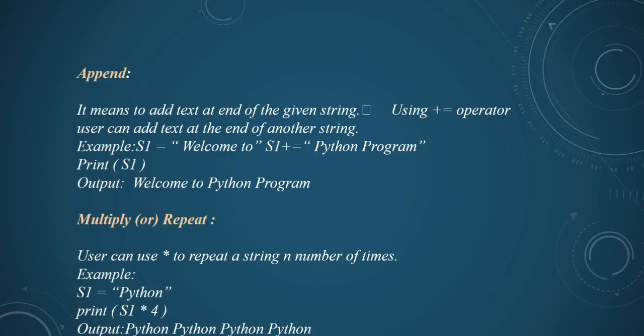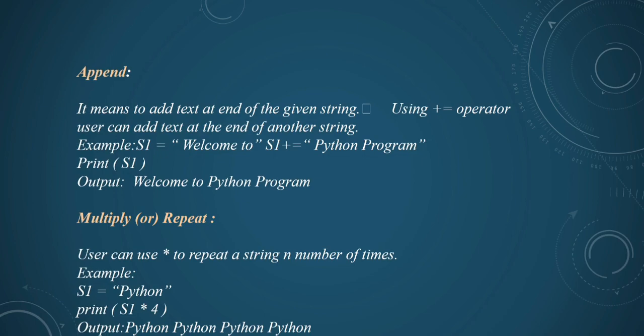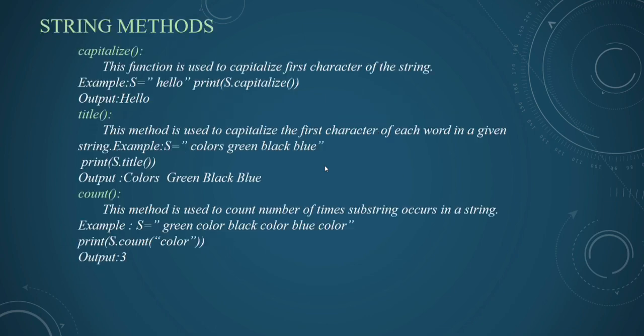Then multiply or repeat. The user can use the multiply symbol to repeat a string n number of times, where n can be 4, 3, 5, 10, 11. Here the example: s1 equal to Python, print s1 with the multiply symbol 4. So the output is Python, Python, Python, Python, because we give string 1 star 4 to get 4 times. Okay, let's move to another topic.